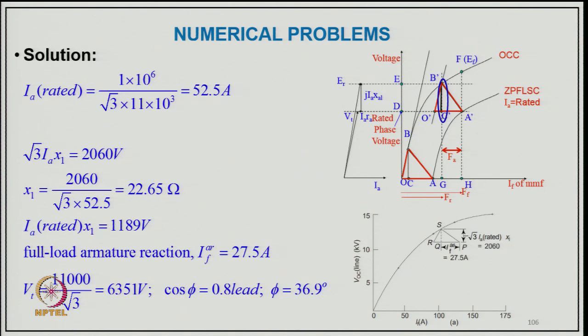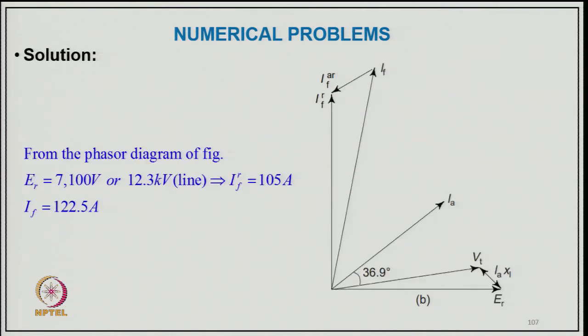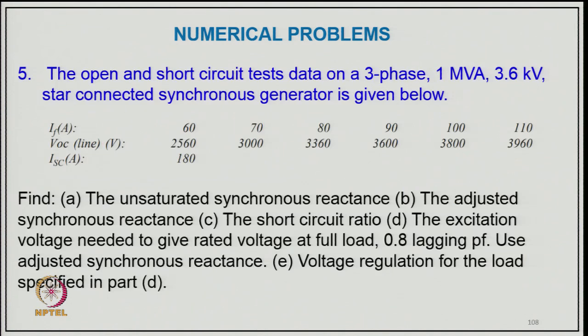So, here by calculation we get I_R equal to power, that is 1 megawatt, 10 to power 6 by root 3 into 11 into 10 to power 3, that is 52.5 ampere, and this is root 2 I_X, that is 2060. So, X_s1 will be 2060 divided by root 3 into 52.5, that comes 22.65 ohm, and I_F rated is equal to 1185. So, full load armature reaction will be I_AR, that is 27.5 ampere, and V_T equal to 11,000 by root 3, that is 6351 volt, and cos phi will be 0.8 lead, and phi equal to 36.9 degree. And from the phasor diagram, we can say E_R equal to 7100 or 12.3 kilovolt, and I_FR is 105, and I_F equal to 122.5.